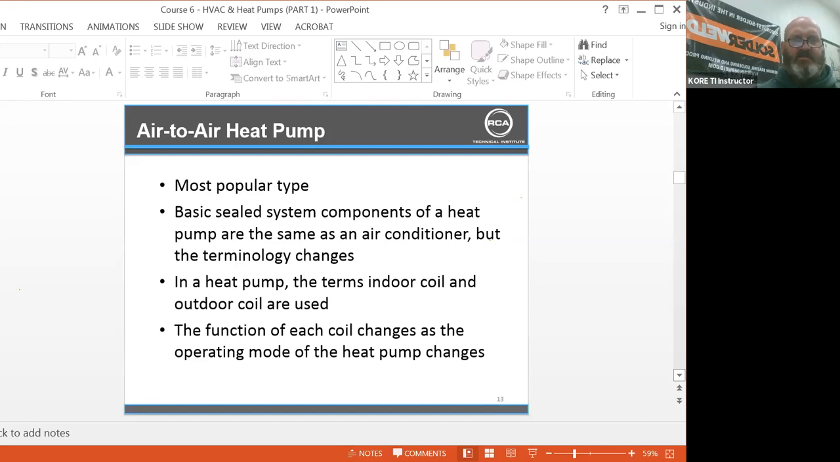The basic sealed system components of a heat pump are the same as an air conditioner, but the terminology changes. In a heat pump, the terms indoor coil and outdoor coil are used. The function of each coil changes as the operating mode of the heat pump changes.